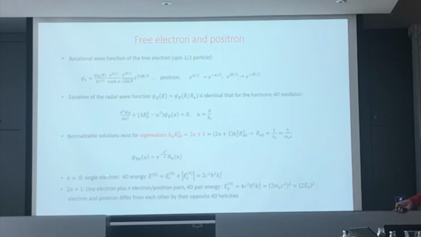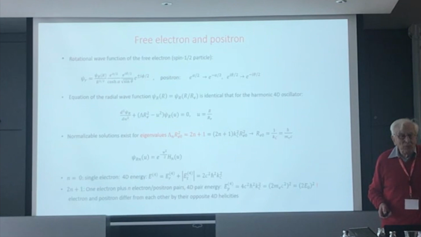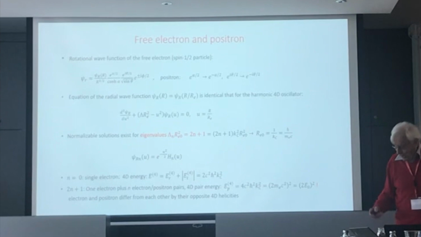So what is this? If you take 2n plus 1, we come to the conclusion that it is one electron plus n electron-positron pairs, and the 4D energy, you write it down like this, and it would come out as 2E sub 0 square. And that exactly fits, because for pair production you need one MeV, and one MeV is just 2 times E0. Yeah, okay, and perhaps I skip the other ones.